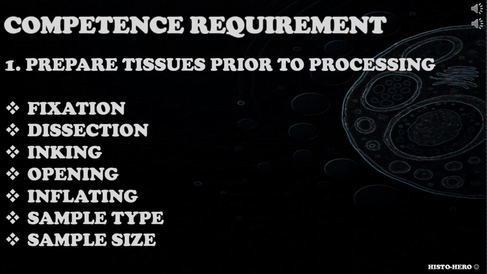Competence requirement is basically a combination of knowledge, skills, and experience one needs to perform a job to a satisfactory standard and level. Your chosen evidence should demonstrate these competence requirements. The following competence requirements need to be met for this section. The first competence requirement is for you to prepare tissues prior to processing. How do you prepare tissue for processing? Consider fixation, dissection, inking, inflating tissue like lungs, sample type, sample size, and so on.